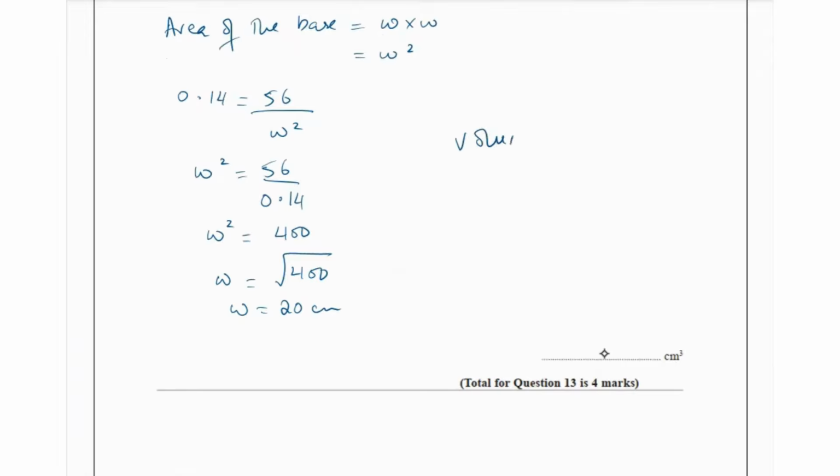So your volume is going to be W times W times W. So that's 20 times 20 times 20. That's going to be 8,000 centimeter cube. That is the volume of this cube.